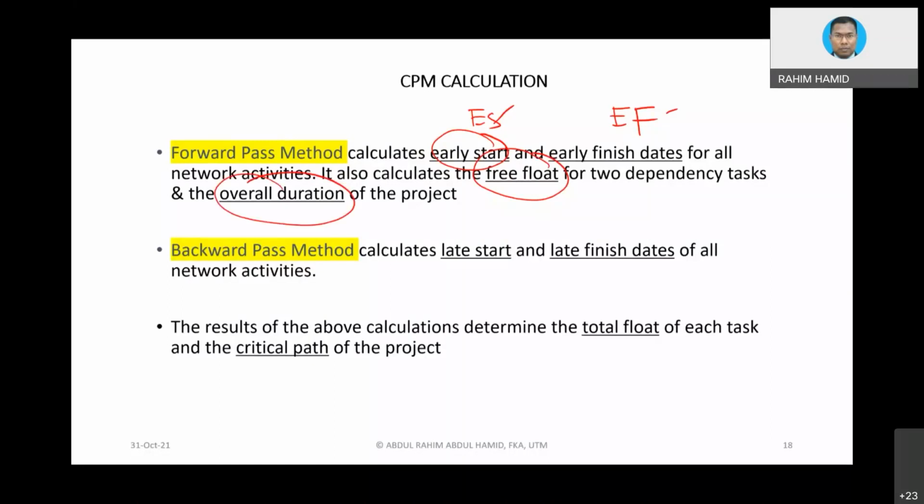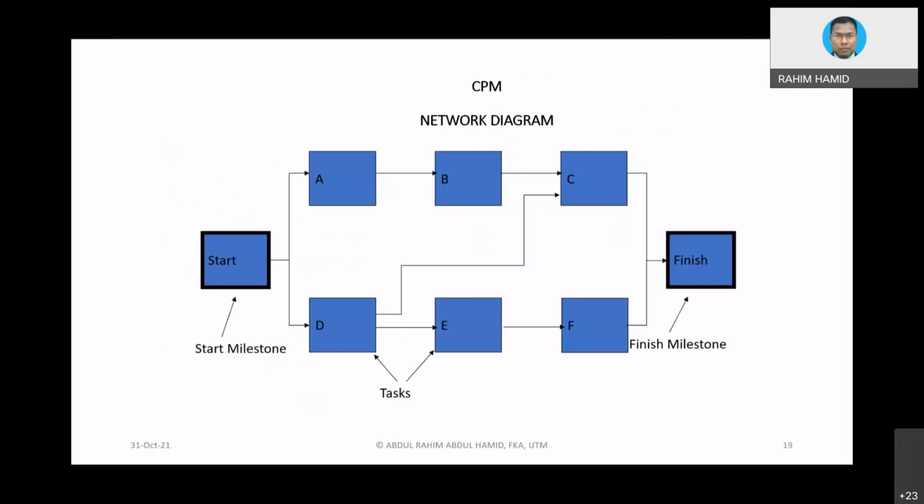When you complete your backward pass, you will get late start and late finish. And for sure, you are going to know the total float of each activity. And once you know that, you will end up identifying the critical path. That is the concept in the critical path calculation. If we do it step by step, at the end of the day, we are going to get the information.